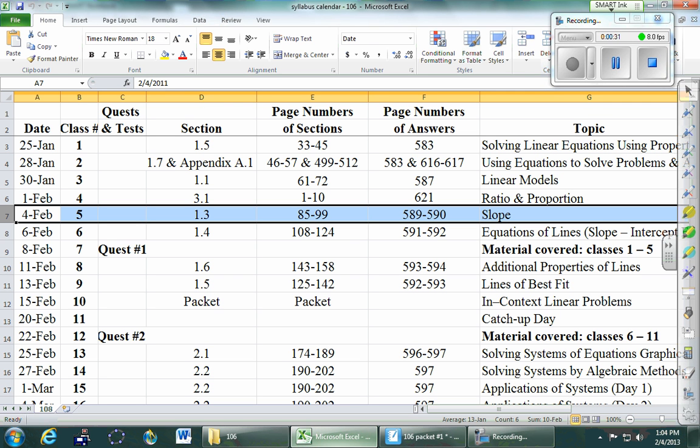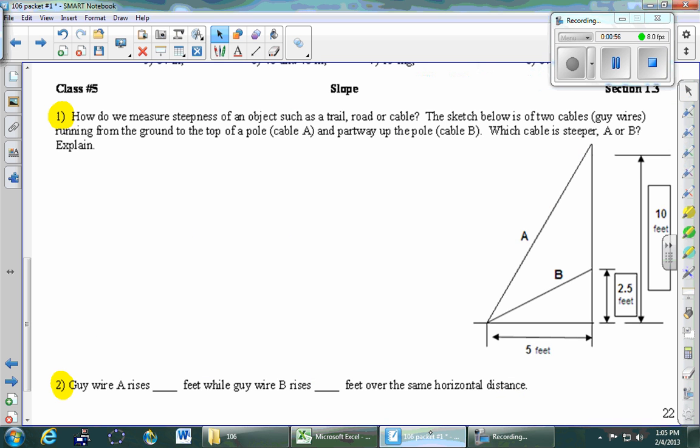Coming sooner than you like is quest number 1. Is that this Friday? Am I reading that right? Okay, so quest number 1 is coming up on Friday. It covers classes 1 through 5, which means from the start of the semester until today, including today. Wednesday, we're going to move on and talk about a new section, but Wednesday's material will not be on the quest. Okay?